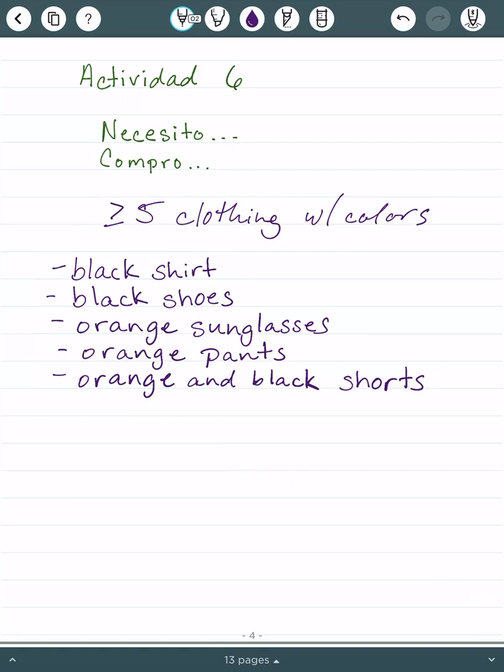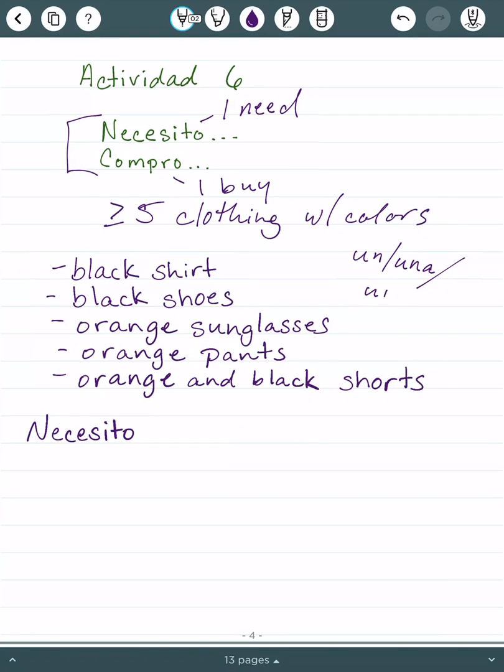All right, so we're going to start with either necesito or compro. And it's just up to you, whichever one you want to go with. Necesito means I need. Compro means I buy or I am buying. That would be a good translation. So you can go with whichever one you want. I'm going to start with necesito. Now, remember, we don't want to sound like a caveman. So we need to use un or una or maybe unos or unas.